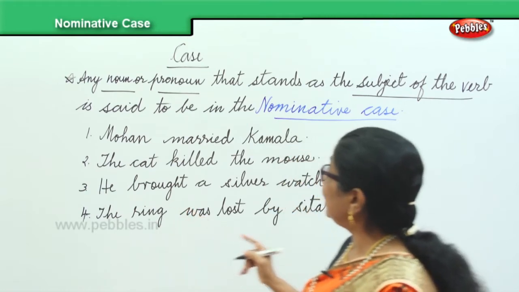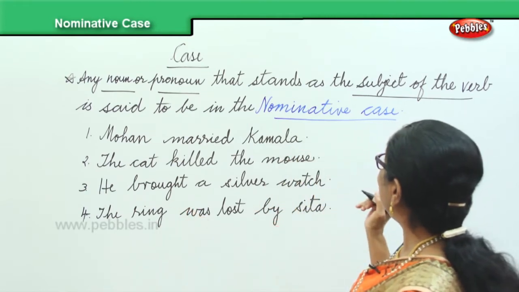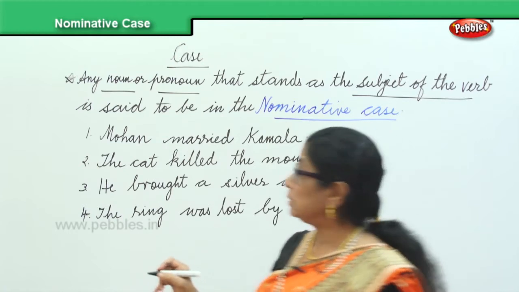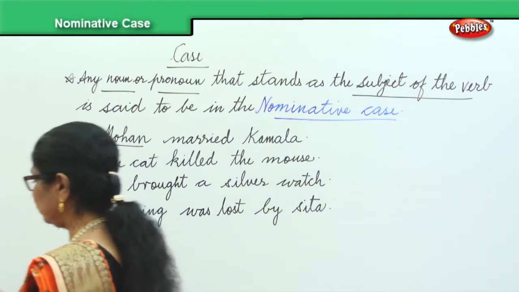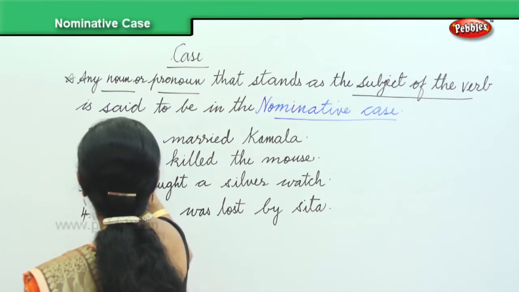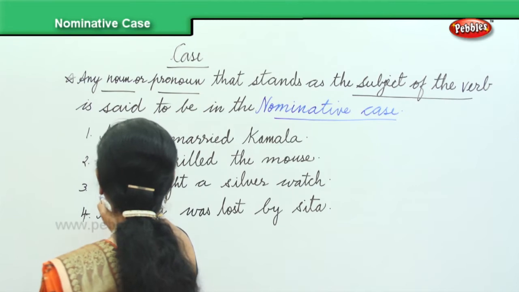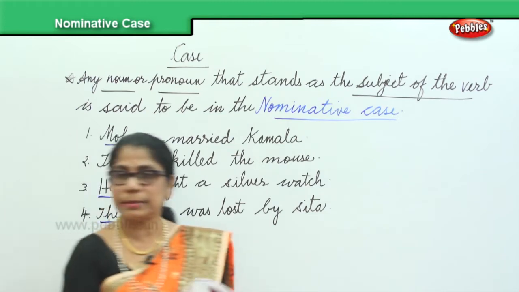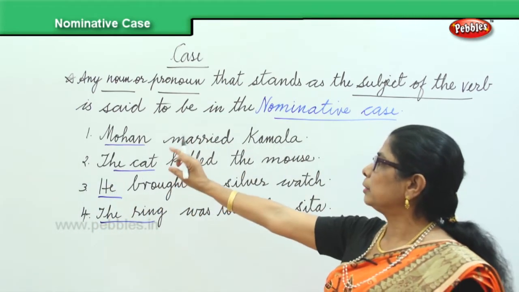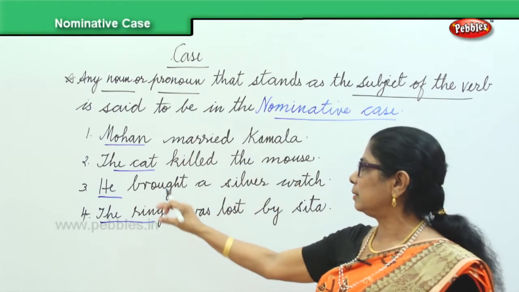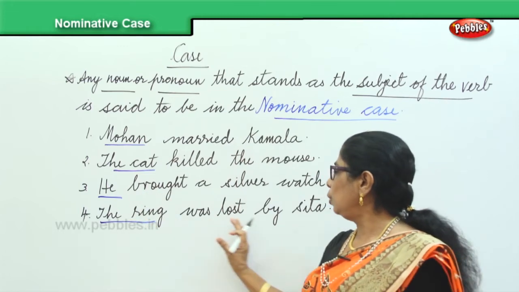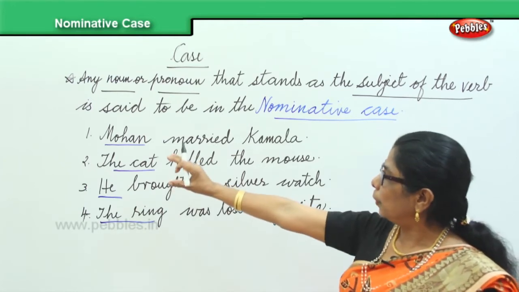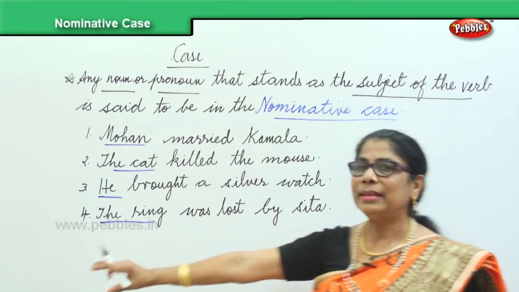Now look at, we said any noun or pronoun that stands as the subject of the verb. Now let's look at here, which is the subject of the verb here. Now just look at the word Mohan. Mohan, cat, he, then the ring. Look at these four words. The most important person is Mohan because he married Kamla. Who killed the mouse? The cat. Who brought the silver watch? He. What did Sita lose? A ring. So, Mohan, the cat, he, the ring.